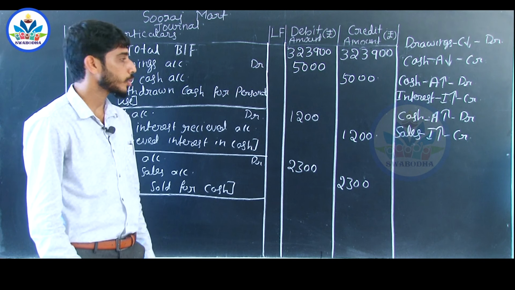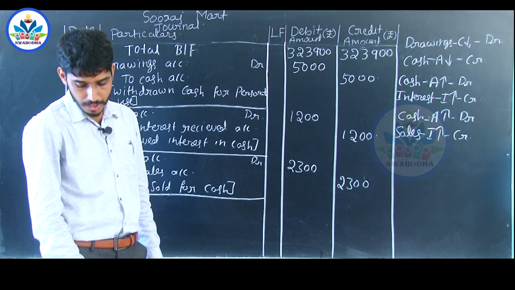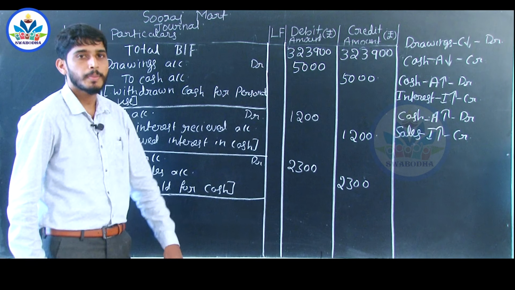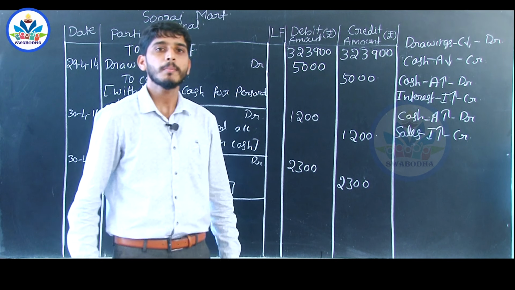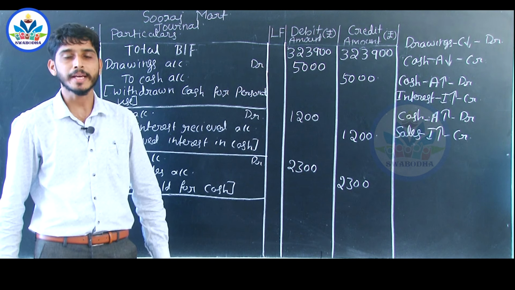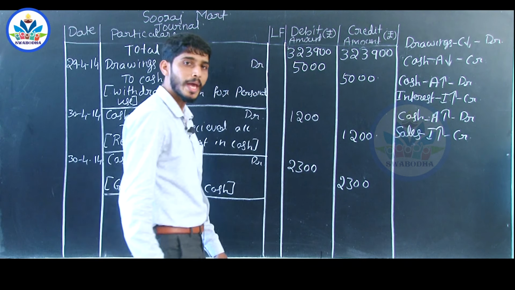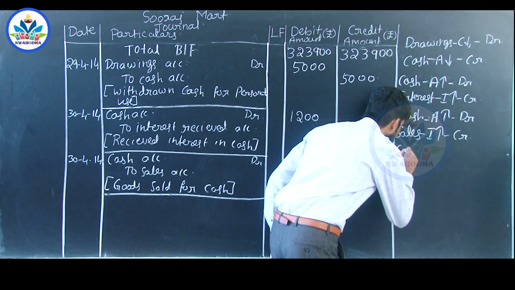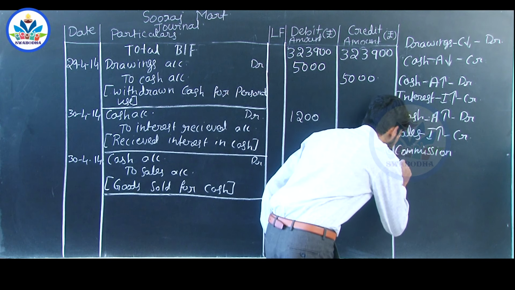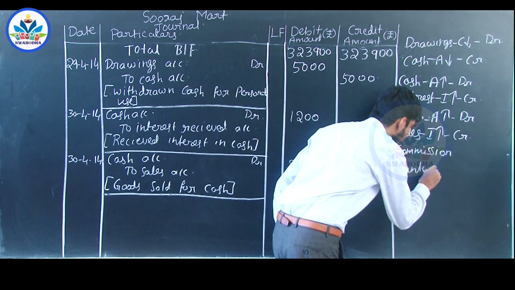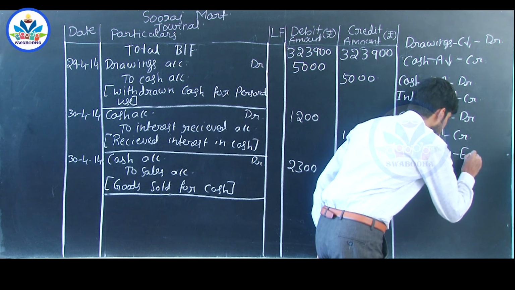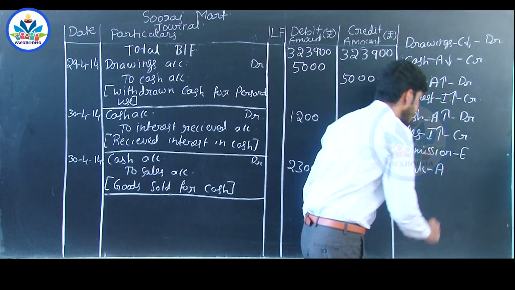On 30/4/2014, commission paid rupees 3000 by check. Now, payment of commission is an expense and we have paid the expense by issuing a check. So, the two accounts involved are commission account, which is paid, and bank account, paid in the form of issuing a check. Commission payment is an expense, bank is an asset for the business.